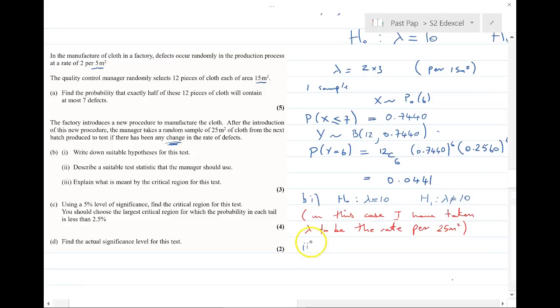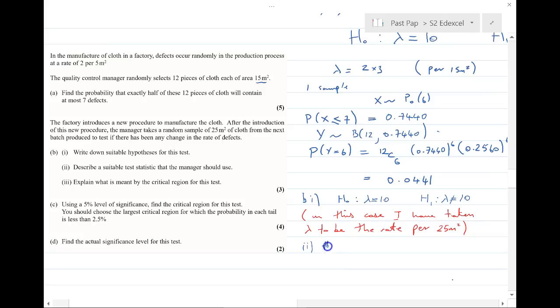Now, the test statistic. Those of you who do S3 will be more familiar with the term, although it is mentioned in S2 and you are expected to know what we mean by it in this context. It comes up in S3 on standardized normal testing on samples and things like that of normal distribution. The test statistic here is simply whatever the number of defects is per 25 meters squared. So it's whatever the value of the sample we take, but we need to write it in context.